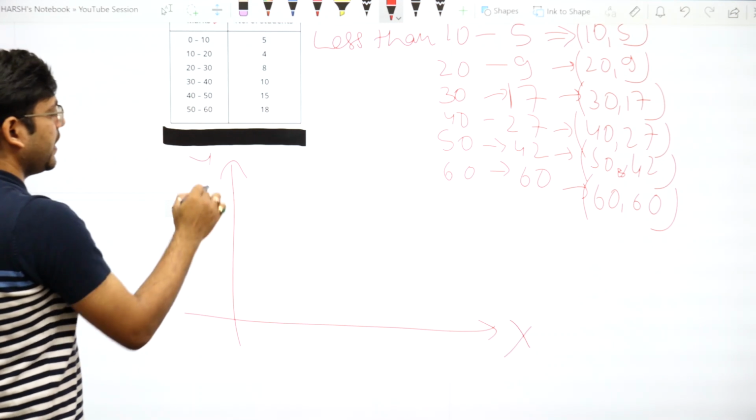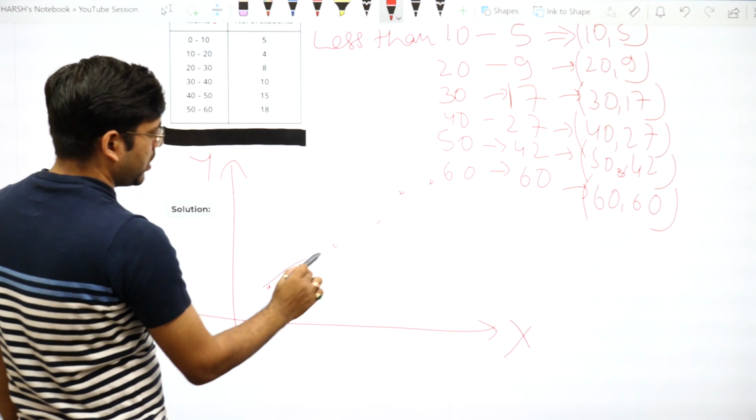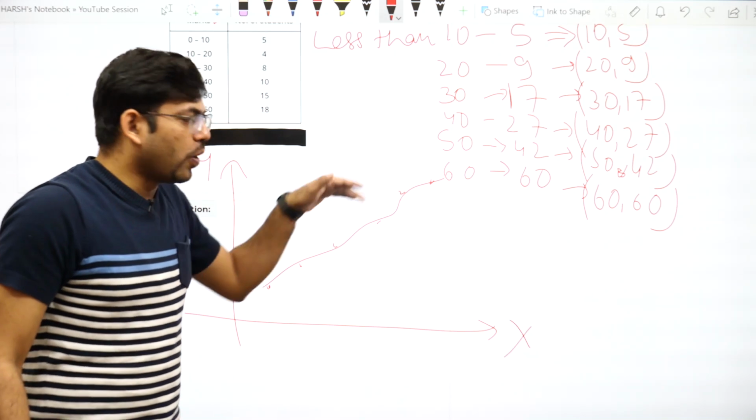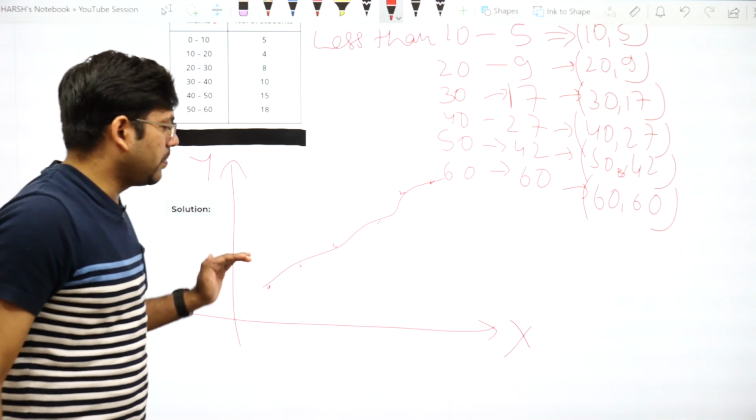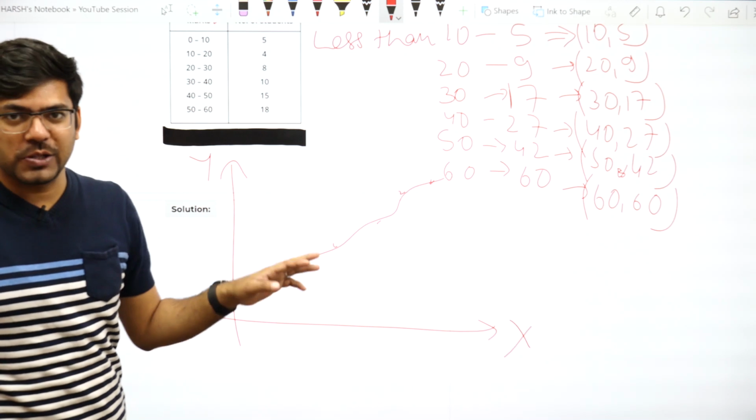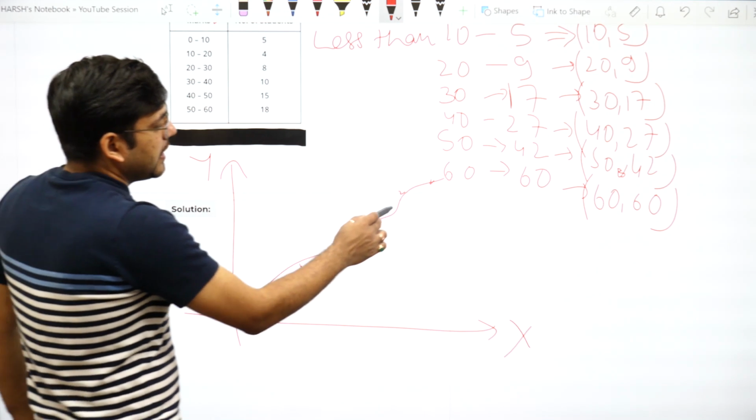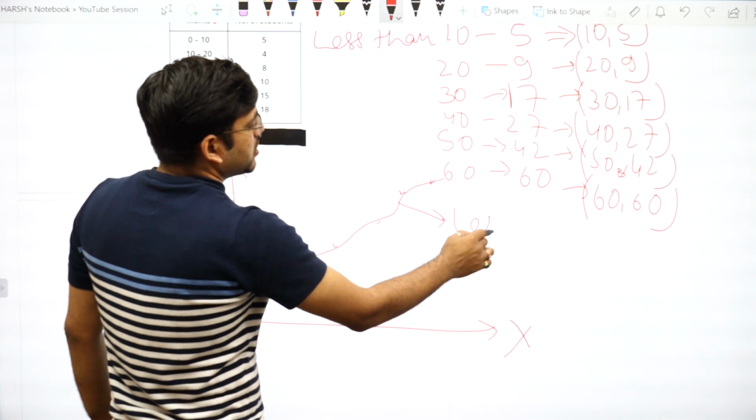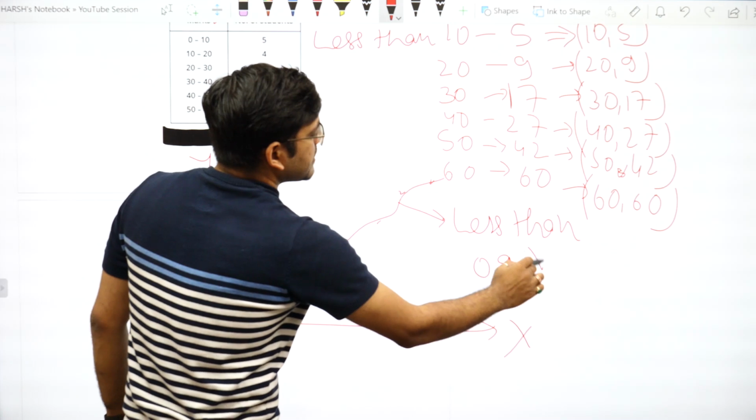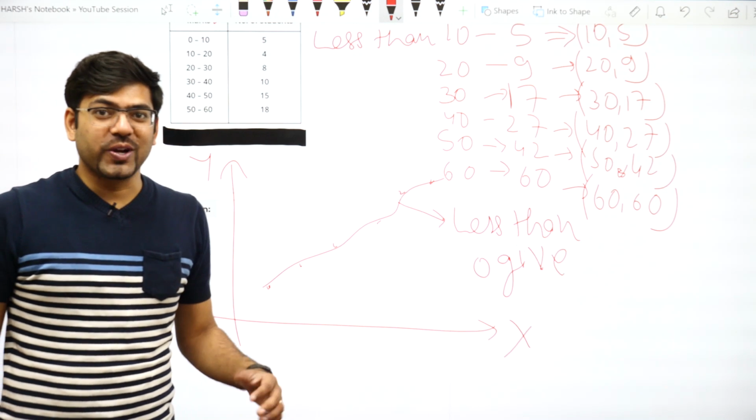X-axis, y-axis, points. It will be moving in an upward direction, and it's not necessary, in fact it won't happen, that it will go in a straight line. It will be like a curve kind of thing. It might go in a straight line, but that is not mandatory. It can go in any form. Okay. So this is the less than graph you have drawn. This is called the less than ogive.